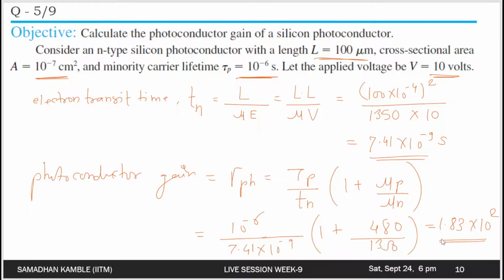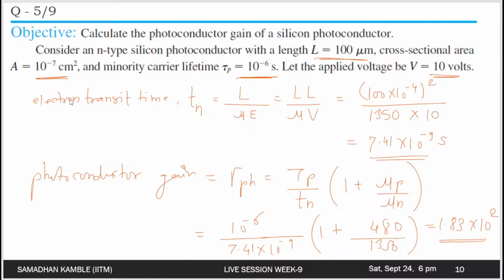One more interesting comment we can make here is that a photoconductor, which is simply a bar of semiconductor material, has a gain. This may be a surprising fact, but I think you should ponder upon it: a bare semiconductor material, a slab of a material, has gain.